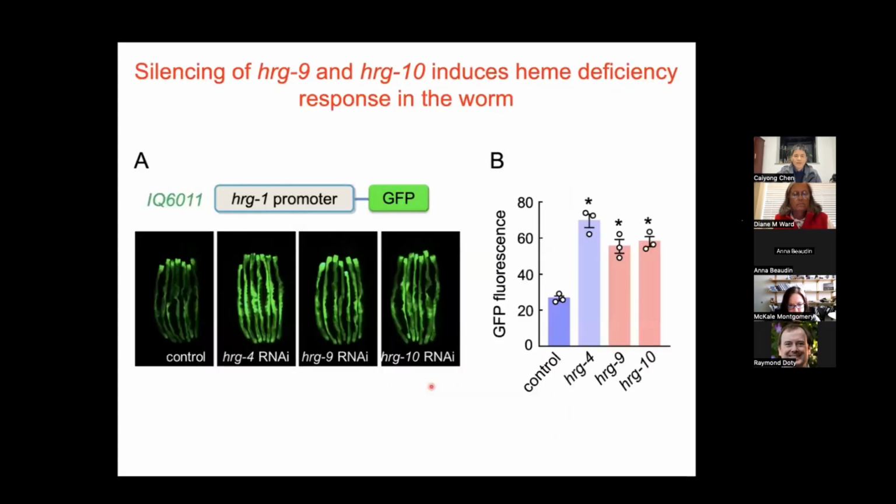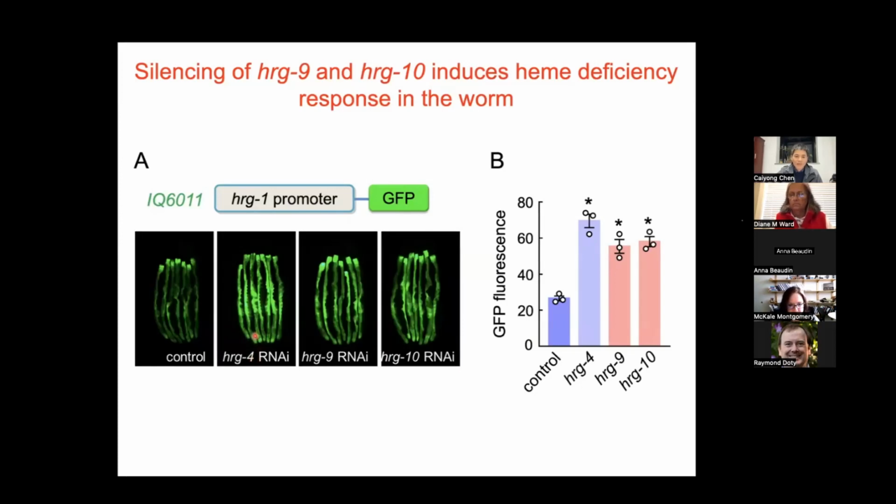To find out whether HRG9 and HRG10 are involved in heme homeostasis, we silenced these genes in a heme sensor strain called IQ6011, which was previously generated in Iqbal's lab. This is a heme sensor strain. It expresses GFP under the control of the HRG1 promoter. Because HRG1 is selectively regulated by heme levels, the GFP intensity is inversely correlated with the heme levels. Here we use the heme importer HRG4 as the positive control.